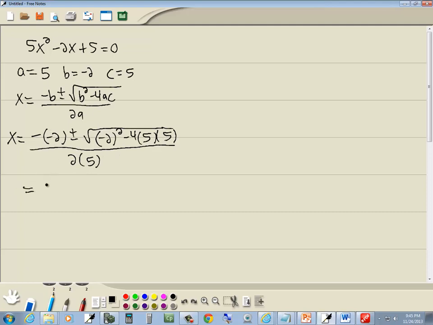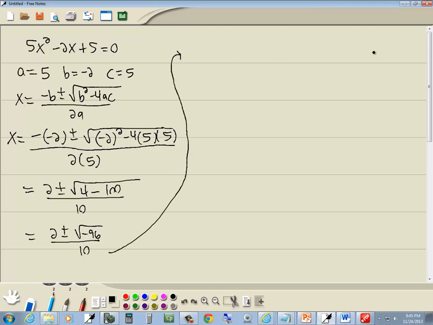Well, here we got negative, negative, which gives us a positive 2, plus or minus, negative 2 squared is 4, minus 5 times 5 is 25, times 4 is 100, over 10, which gives us 2 plus or minus square root of 4 minus 100 is negative 96, over 10.